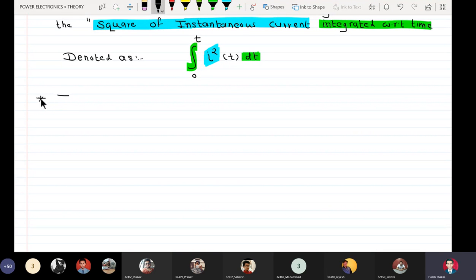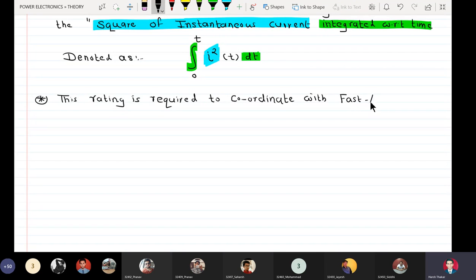Now this rating is required to coordinate with the fast acting fuse used for protecting the SCR during an overload condition.